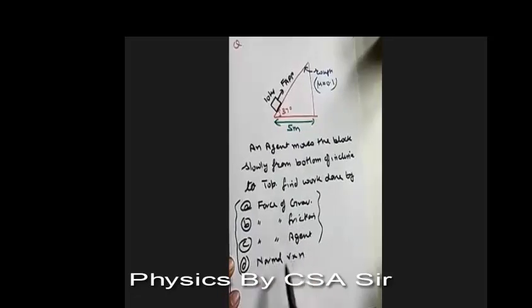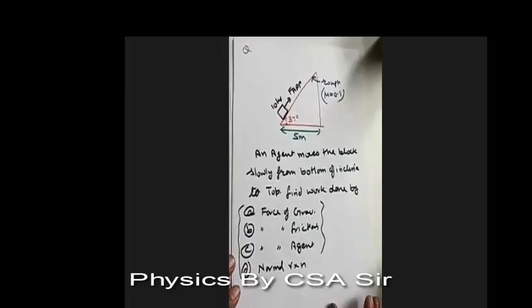So as this block is moved from lower end to upper end, you have to find how much work is done by the force of gravity, how much work is done by friction force, how much work is done by the agent, and how much work is done by the normal. Question clear है बेटा सबको?